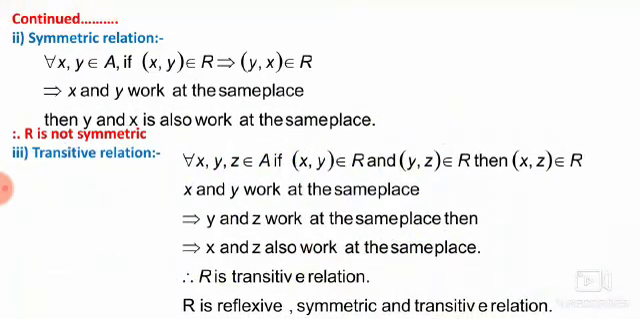Now you have to check the transitivity. To define the transitive relation, we need three human beings. x, y, z belongs to A. If x, y belongs to R, y, z also belongs to R, then x, z belongs to R. That is, x and y work at the same place, implies y and z also work at the same place. Then x and z also work at the same place. Therefore, R is transitive relation. Therefore, the given relation R is reflexive, symmetric and transitive relation.